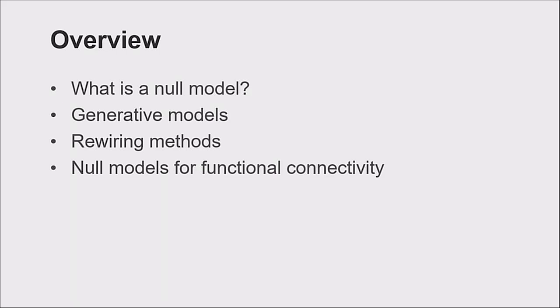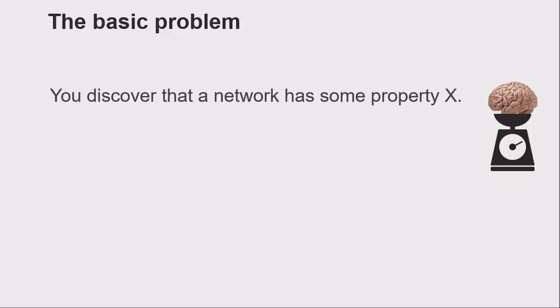The two main classes are generative models and rewiring methods, and then I'll finish with a little bit about functional connectivity, where you've got a few extra options that can get a bit more information out of your data. Okay, so the basic problem is this, right?